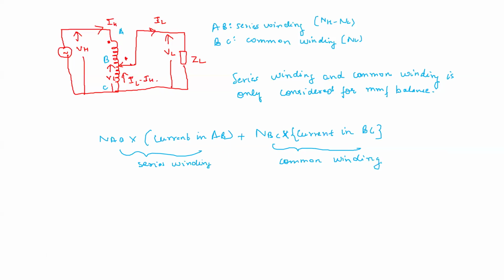Common winding part. So this comes out to be 0. Okay, so now let us write it. What is the number of turns in AB? We have discussed that the number of turns is NH minus NL. And what is the current flowing in AB? The current flowing in AB is IH only. So this is IH plus the number of turns in BC, which is the common winding. This is NL.